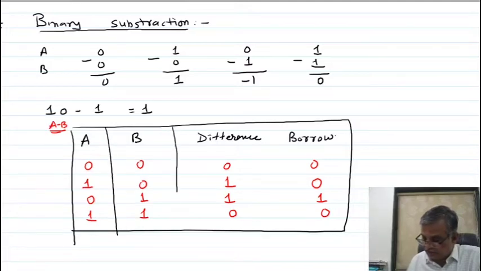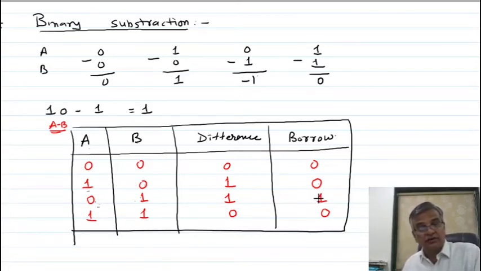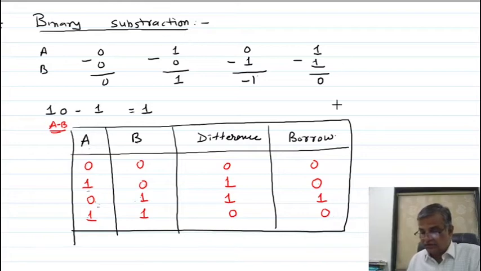Look here, A minus B: 0 minus 0, difference is 0, borrow is 0, you are not taking any borrow. 1 minus 0, what is the difference? 1. And what is the borrow? 0. 0 minus 1, what is the difference between these two? 1. But to subtract you have taken 1 from the previous, meaning the next one on the right-hand side. So this is a borrow. 1 minus 1 is 0 and 0. I think you understand this table. Please remember this in your mind.